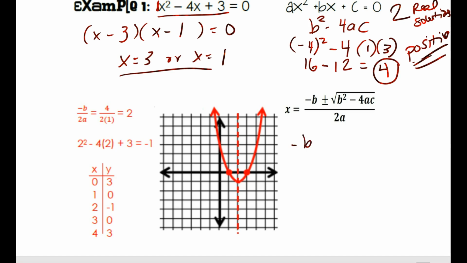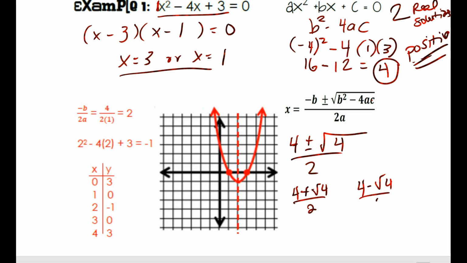-b, oh, we don't need to write the -b, so let's just pull in the numbers. -b, notice this is a -4, the opposite of -4 is a +4. -b plus or minus square root b squared minus 4ac, we already found that. b squared minus 4ac is our discriminant, which is 4. So we're saying, hey, it's the square root of 4 all over 2 times a, which is 1. So this is what this looks like. It looks like 4 plus the square root of 4 all over 2, and then 4 minus the square root of 4 divided by 2.